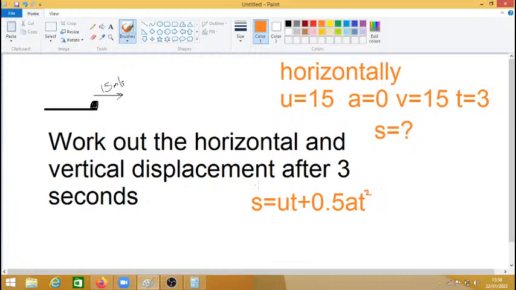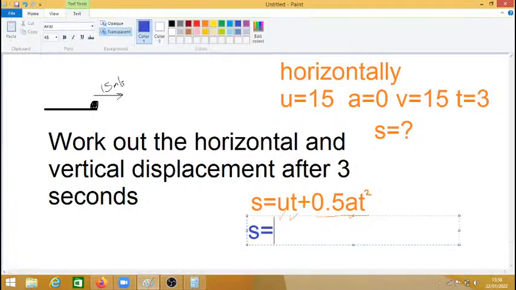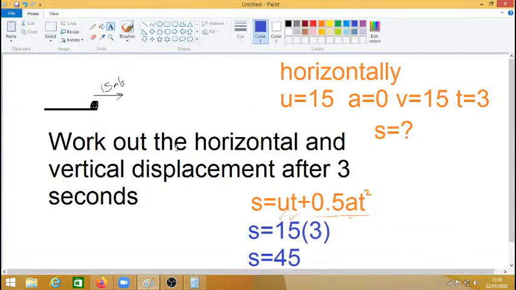Okay, s we don't know. The u is 15. The time is 3. The acceleration is 0, which will make this whole thing 0. So let's plug that in and we will get s is equal to 15 times 3. And that works out to be 45. Fantastic. So we know the horizontal displacement. The horizontal displacement is 45 meters. Let's try to do a similar thing vertically.